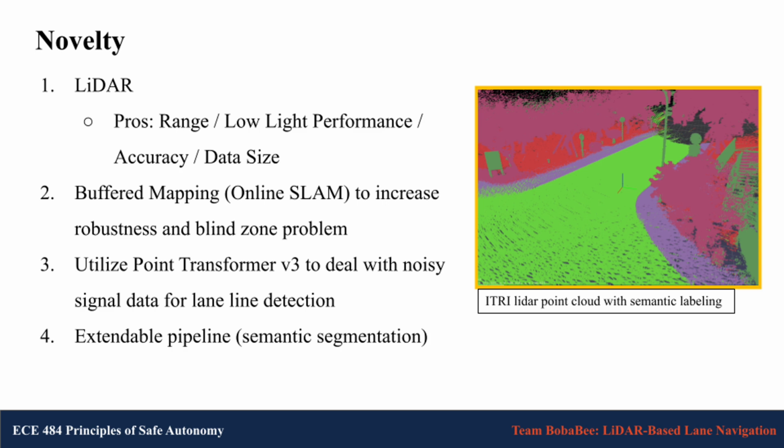Third, our utilization of Point Transformer V3 allows us to deal with noisy signal data and achieve more accurate lane line detection. Finally, since the point transformer model is designed for semantic segmentation, our pipeline can be easily extended beyond just lane detection. By retraining the model with additional semantic labels, we can detect and classify various road elements like obstacles, stop signs, and other traffic features.